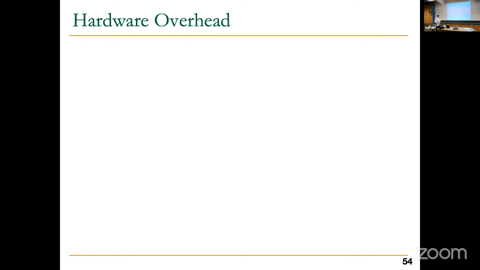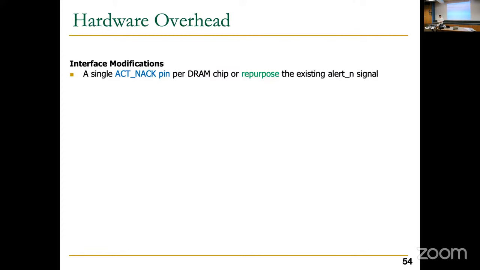And we also evaluate the hardware overheads of SMD. So the interface modifications are minimal. You can choose two approaches. You can implement a new pin per module in case you have a module, or per chip in case you have multiple chips in your system but not a module. You can share those pins also.